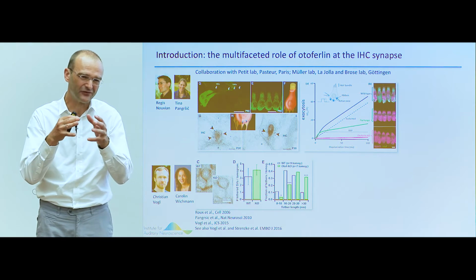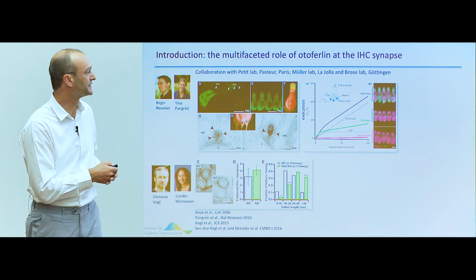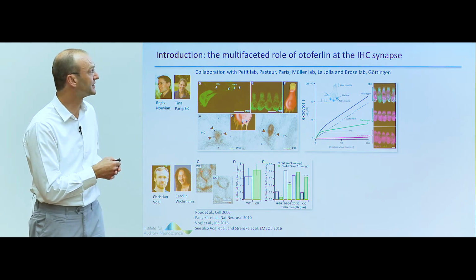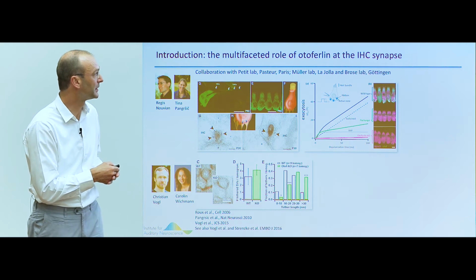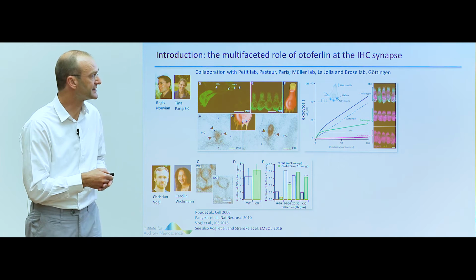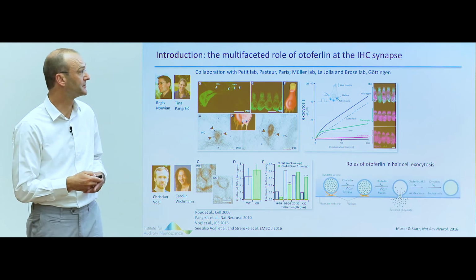But we can even look closer, and by electron tomography, Caroline Wichmann demonstrated that otoferlin might be important for tethering synaptic vesicles to the plasma membrane. Precisely, short tethers, as seen here in green for the knockout, are heavily underrepresented in the case of otoferlin knockout.